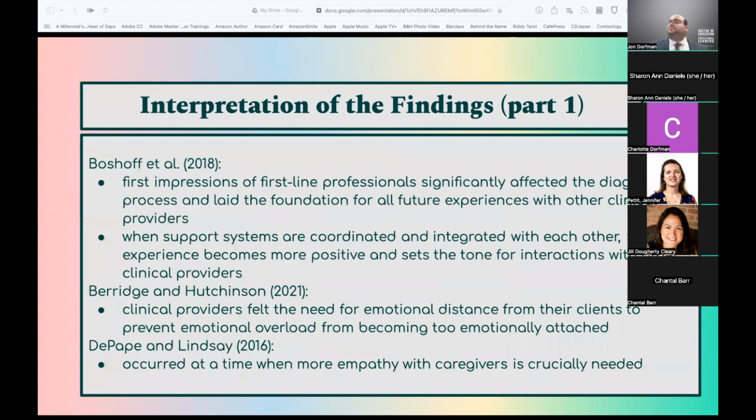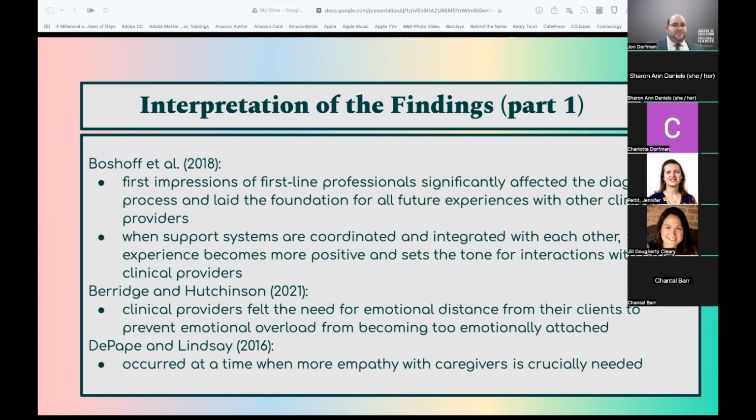Boshoff tells us that the first impressions of first-line professionals very much affected the diagnosis process and laid the foundation for all future experiences with other clinical providers. When these support systems are coordinated and integrated with each other, the experience becomes more positive and sets the tone for other interactions in the future.